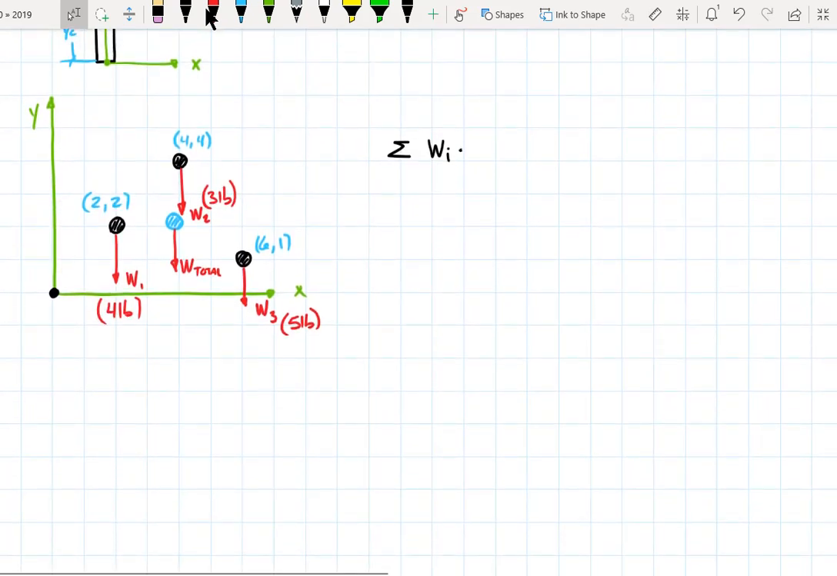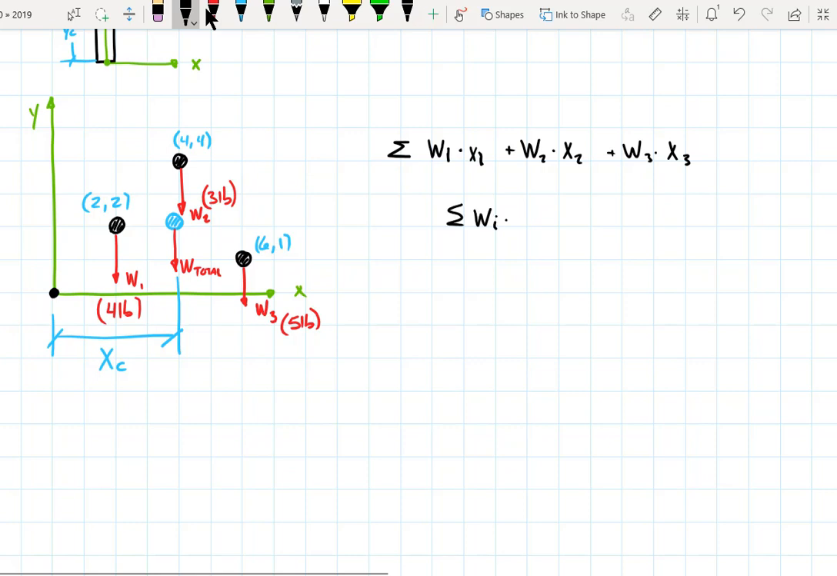All right, so if I'm trying to figure out how far over, I want to know this distance. That's what I've called x sub c, the x coordinate of the centroid. I want to know that. Then the x coordinate of that centroid should have the same effect as every one of these individual ones summed together. So W1 times its distance, plus W2 times how far it is from the y-axis, plus W3 times how far it is. And we could generalize that to the summation of Wi times xi.